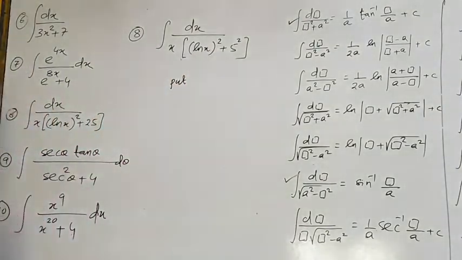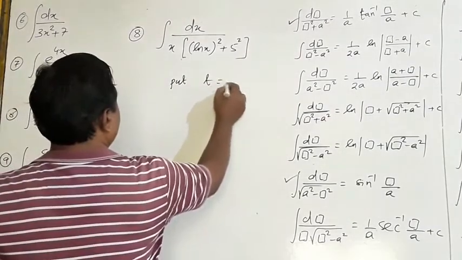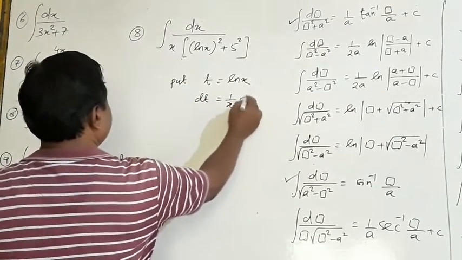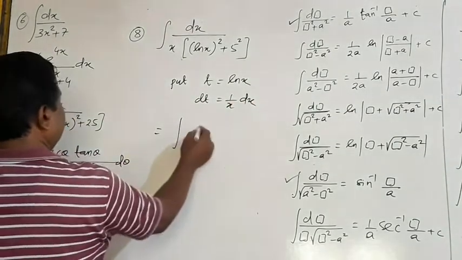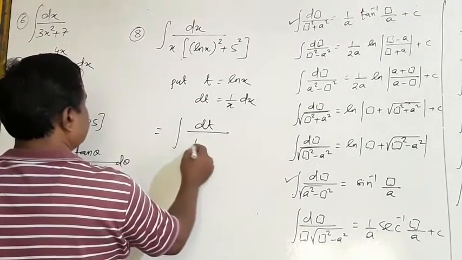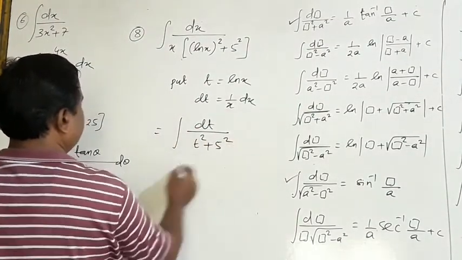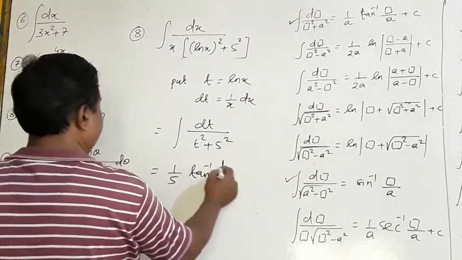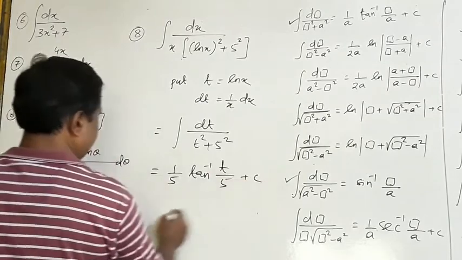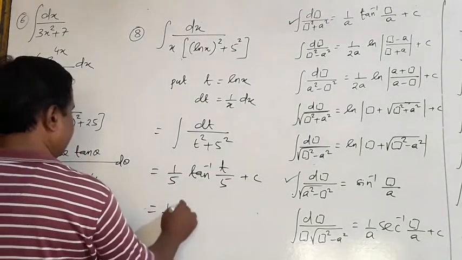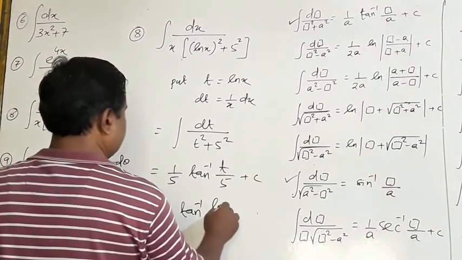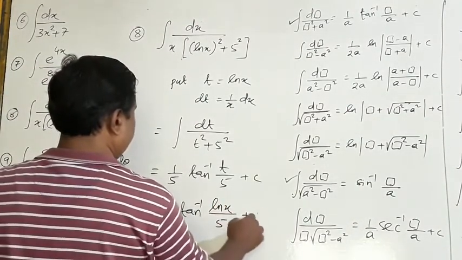Here what we have to put? Box means what? Ln x square. So put here, put t is equal to ln x. What is dt? It is 1 by x dx. It becomes dt by t square plus 5 square. It is 1 by a tan inverse t by 5 plus c. It is 1 by 5 tan inverse. What is t? T means ln x. ln x by 5 plus c.